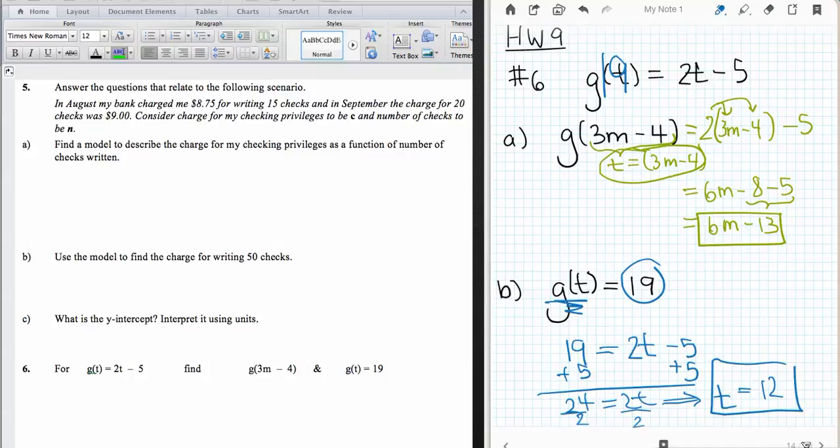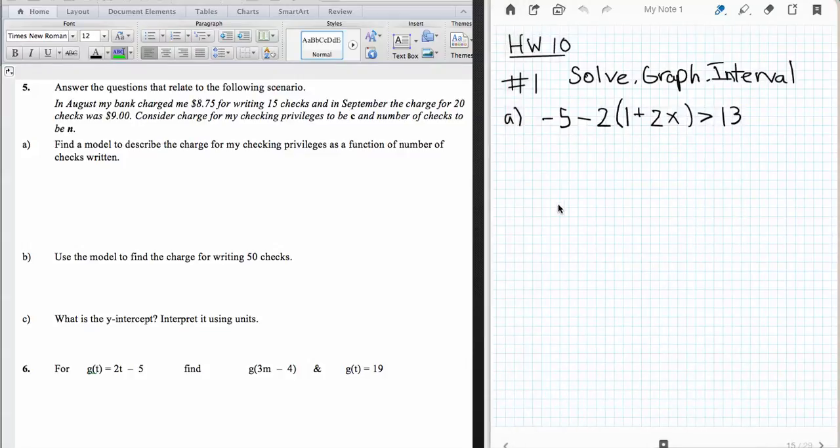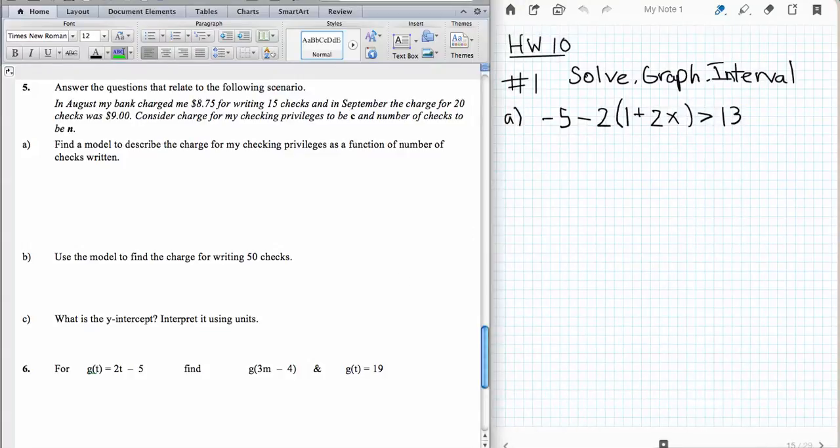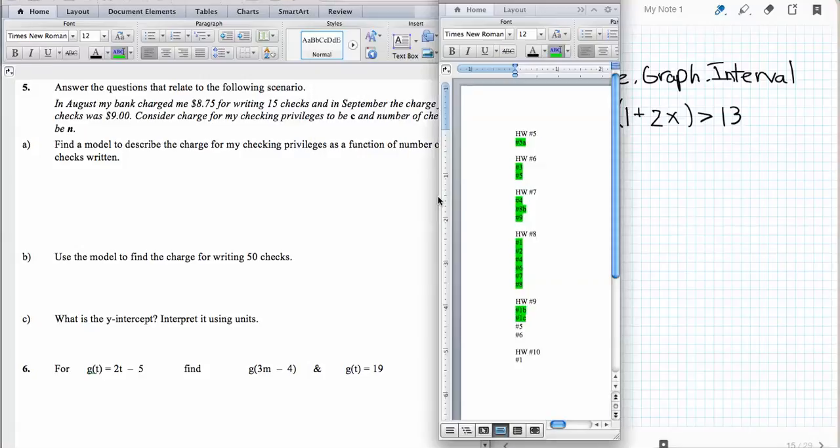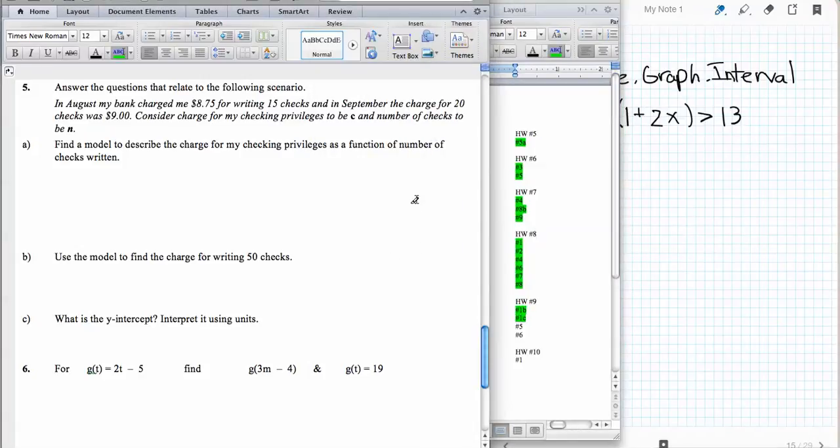All right, moving on to our next problem, one more problem from homework number 10. Okay, and this will be our last problem to go over. Yep, our last problem. So homework number 10.